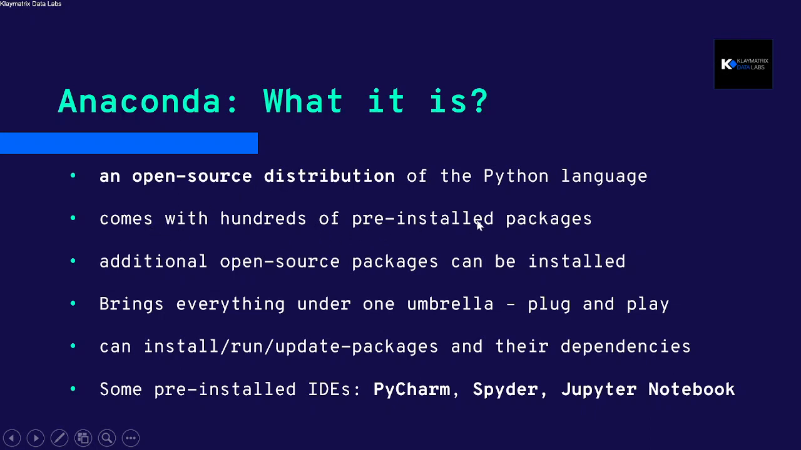It comes with hundreds of pre-installed packages, and additional open source packages can also be installed, which means suppose you want a specific library for machine learning or for visualization, all these come pre-installed with this Anaconda package. So it gives you not only Python but underlying libraries as well, pre-installed. It brings everything under one umbrella, so it's just plug and play for you. You don't have to bother about setting up things and bringing them together. You just use Anaconda and you're ready to go.